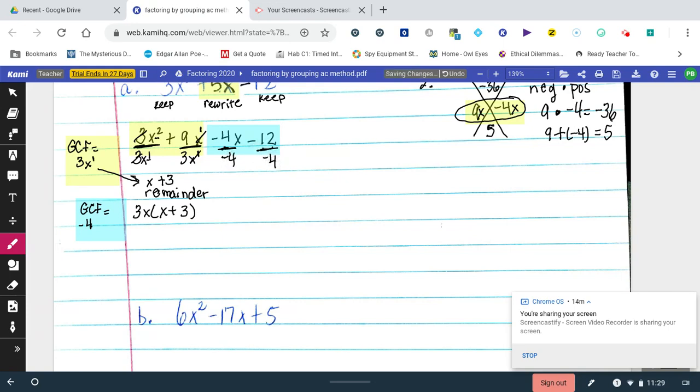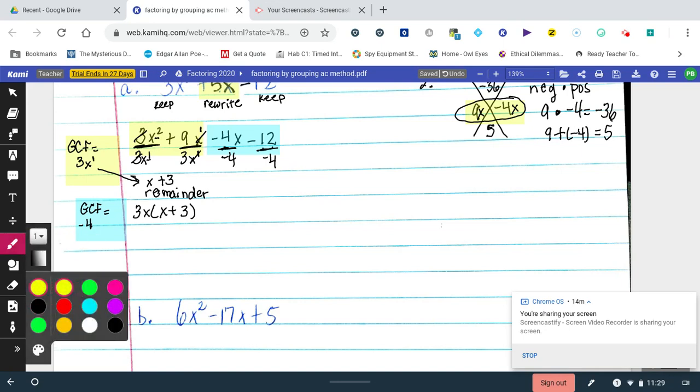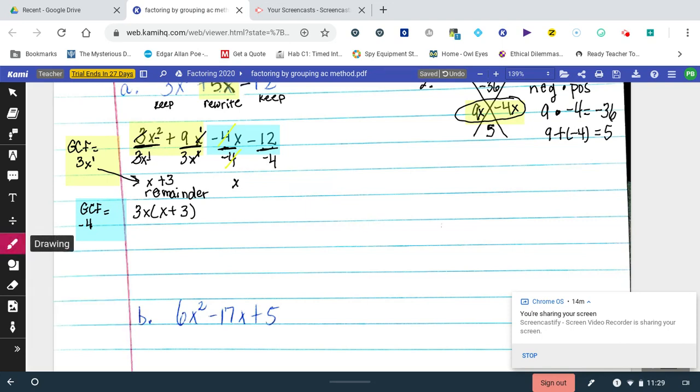Negative 4 divided by negative 4 is positive 1x, or you can say they cancel, which only leaves me with x. I'm going to use a different color to cancel them out. And then negative 12 divided by negative 4 is positive 3. So that's my remainder for the block in blue. Then all I do is write it in not standard form, but factor form. So my GCF is negative 4, so it's going to be negative 4 times x plus 3.